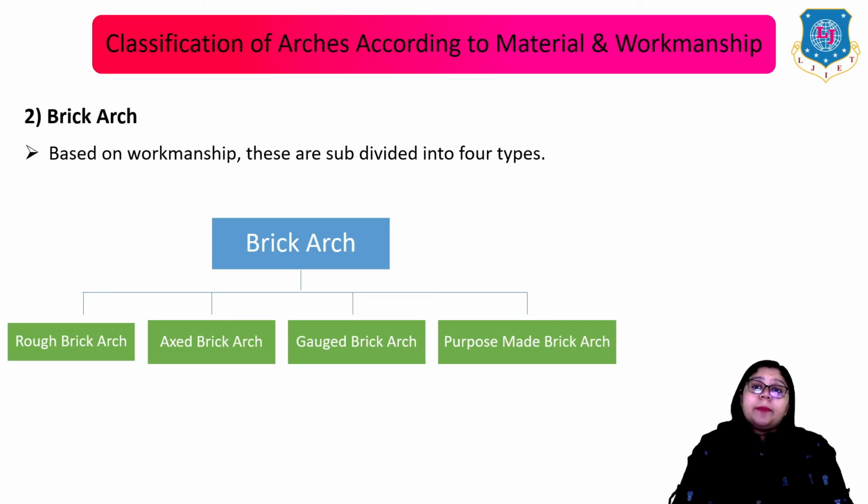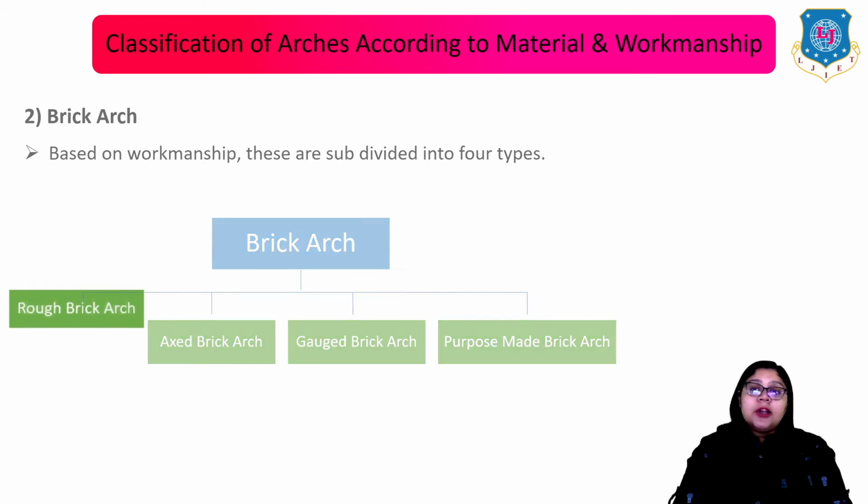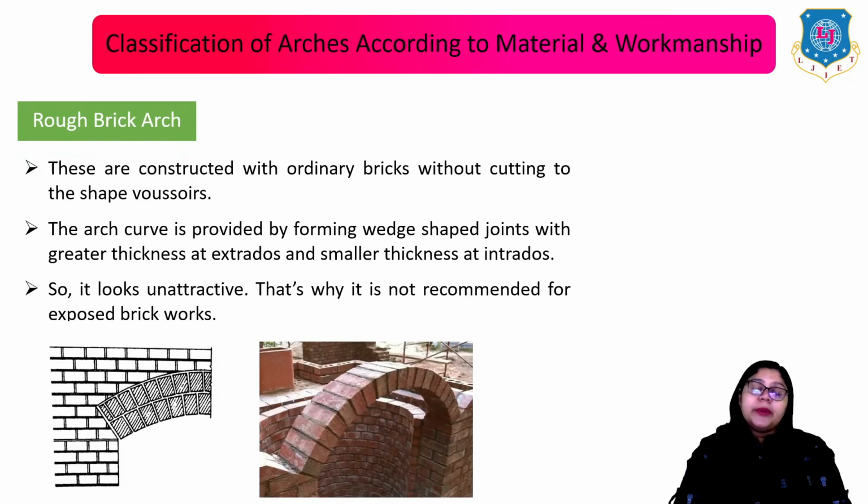Now the second type is the brick arch. Based on workmanship, these are subdivided into 4 types. First is the rough brick, then the axed brick, then the gauged brick and the purpose made brick. So let us start with the first one, the rough brick arch.